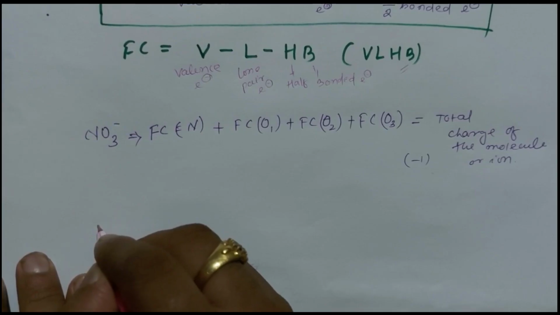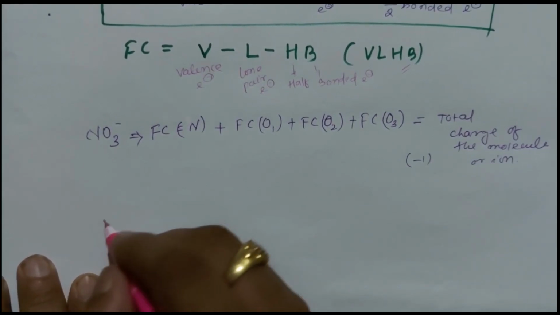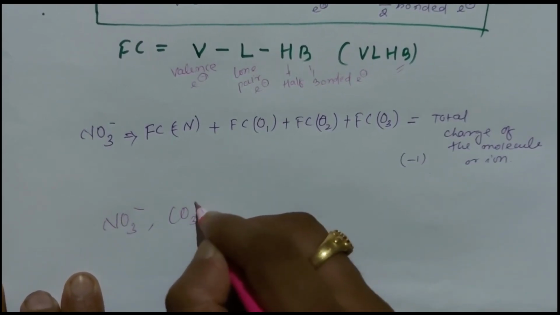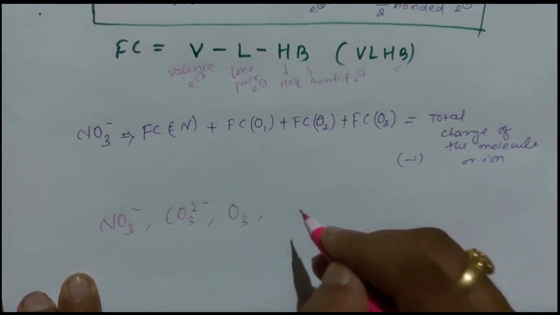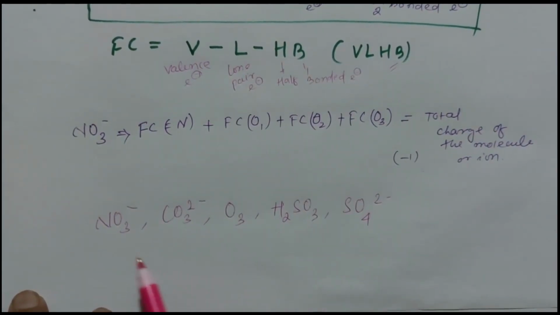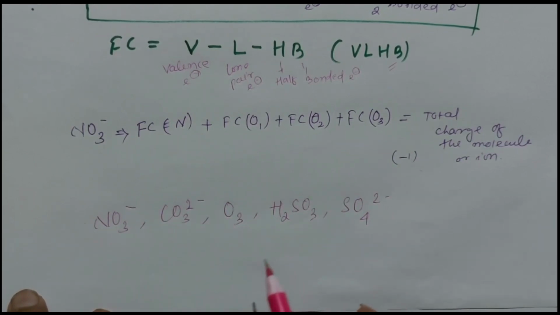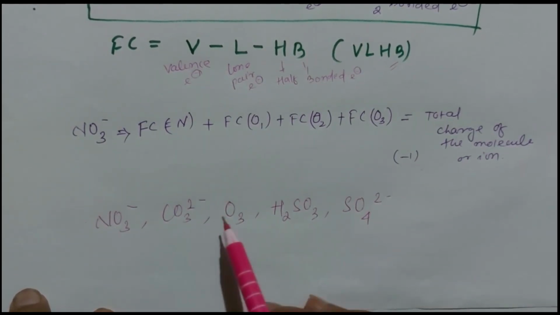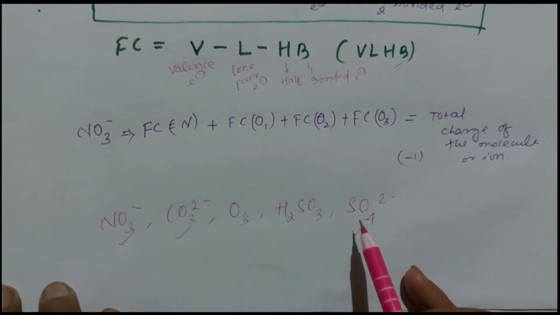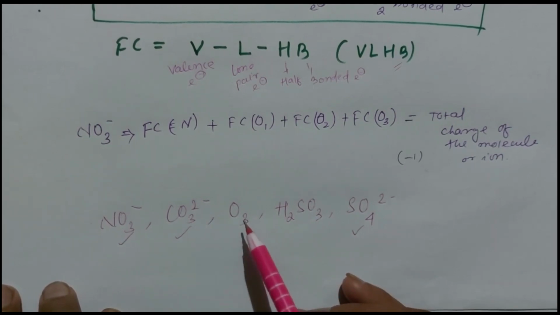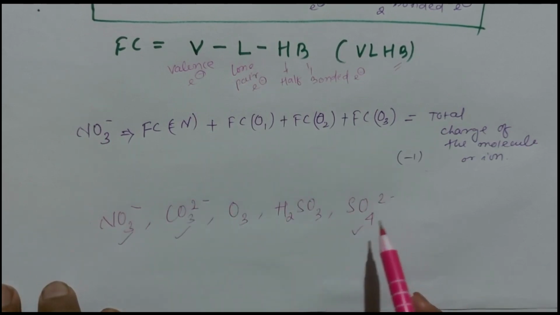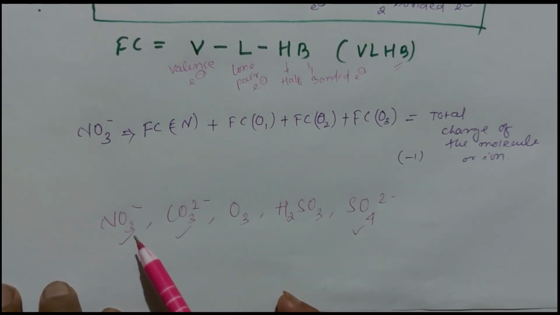So here I will discuss various molecules like NO3 minus, CO3 2 minus, O3, H2SO3 and SO4 2 minus. I will discuss all these compounds. Here both ionic and non-ionic species are there. Three of these are charged species and two are neutral species. I will be discussing the formal charge of all these compounds, and I will calculate one by one.